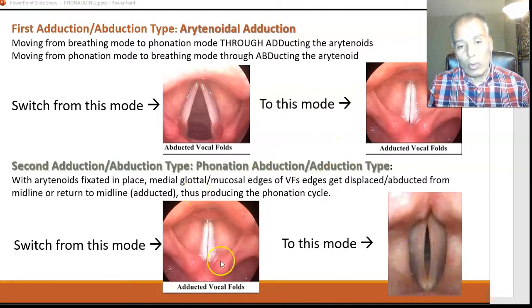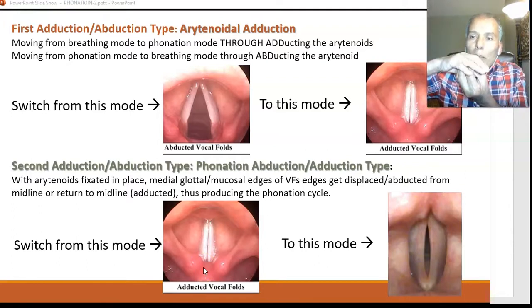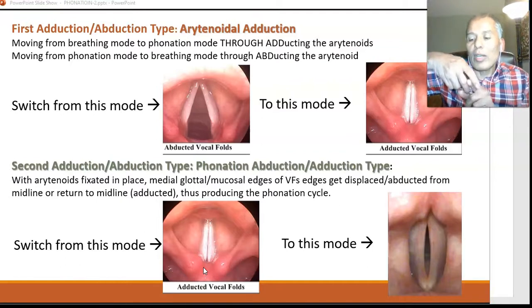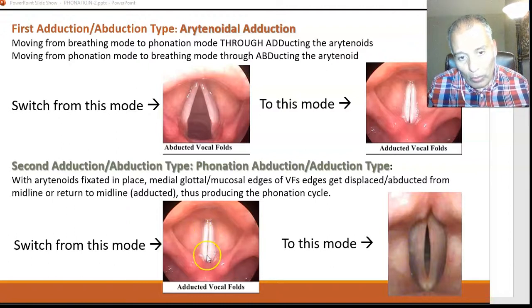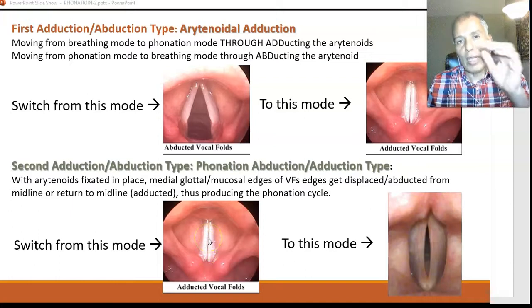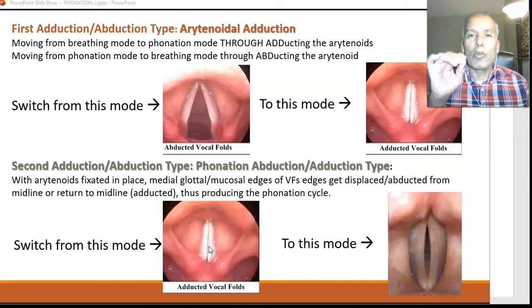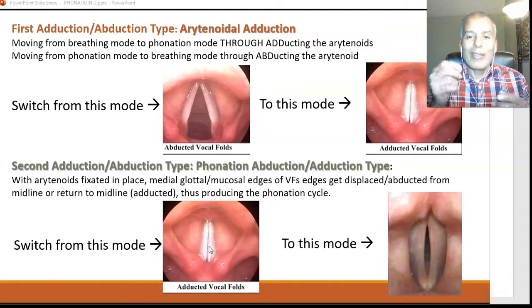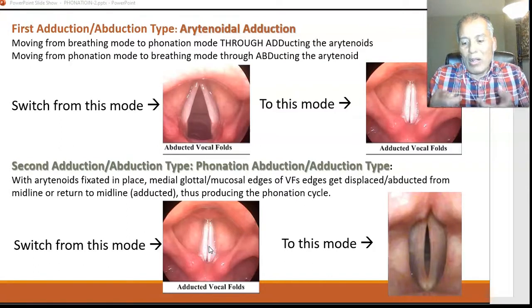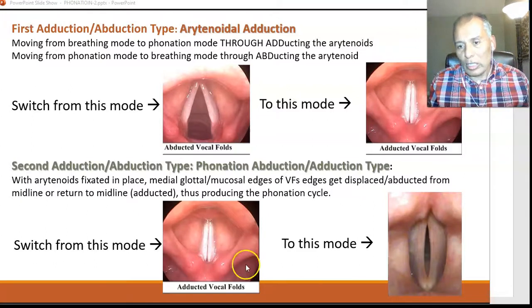Now, with the arytenoids fixated, when you bring the vocal folds close together, subglottic pressure builds up, and when it builds up so much that it overcomes the edges. Recall that the edges of the vocal folds are called the vocal fold mucosa. It is made up of the epithelial membrane, the top layer that covers the vocal fold. When you go beneath it, you will find the first layer of the lamina propria, and these two together make the mucosa. That is gelatinous, rubbery, like those gummy toys that you see, and the air pressure will overcome these edges and push the vocal folds away, just like this here.